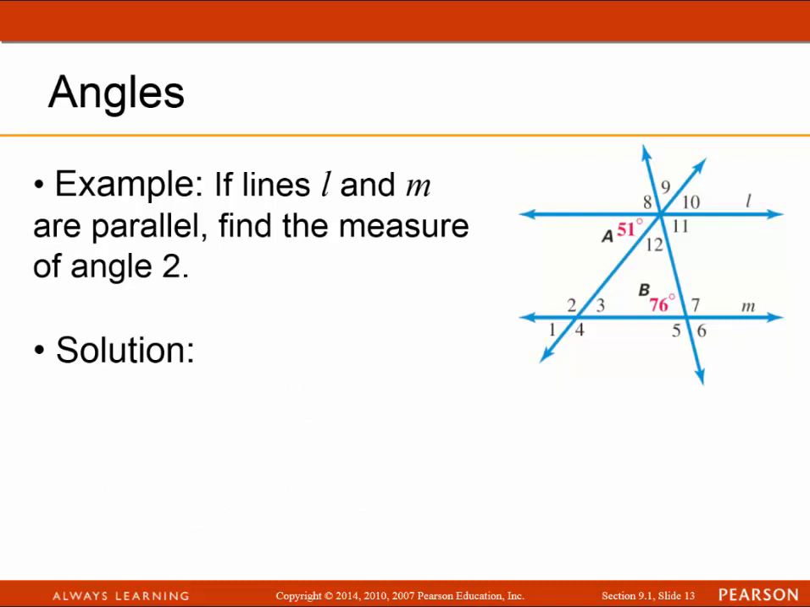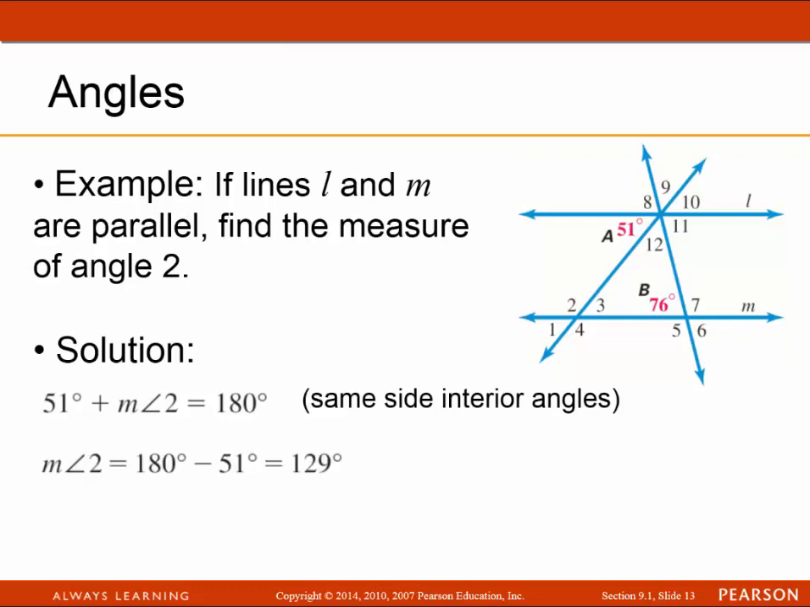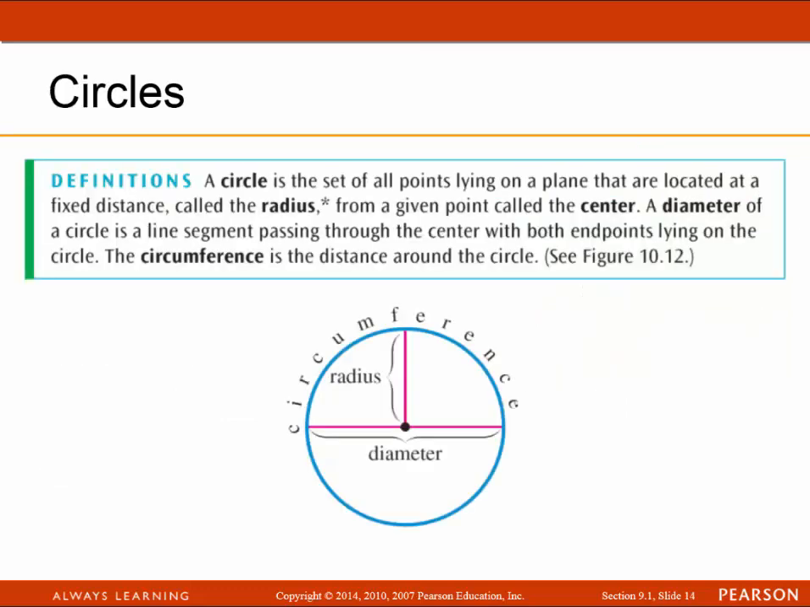Now the next example: if lines L and M are parallel, find the measure of angle 2. So here we have angle 2. The first information is that the measure of angle A, which is 51 degrees, plus the measure of angle 2 have to equal 180 degrees, and that's because they're same side interior angles. So the next thing is we're just going to solve for the measure of angle 2, and we get 129 degrees. So the next thing we're going to talk about are circles.